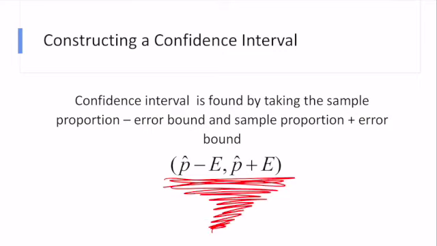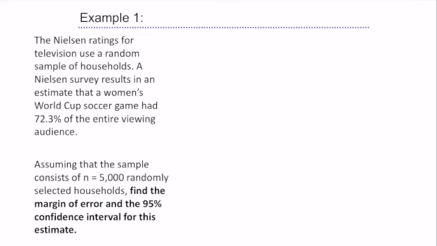Let's go ahead and practice how to find a few of these. The Nielsen rating for television uses a random sample of households. A Nielsen survey results in an estimate that a women's World Cup soccer game had 72.3% of the entire viewing audience. Okay? Assuming that the sample consists of 5,000 randomly selected households, we want to find the margin of error and the 95% confidence interval for this estimate.